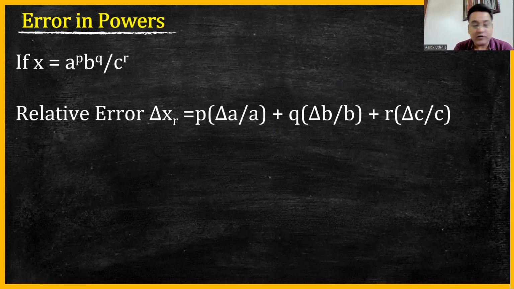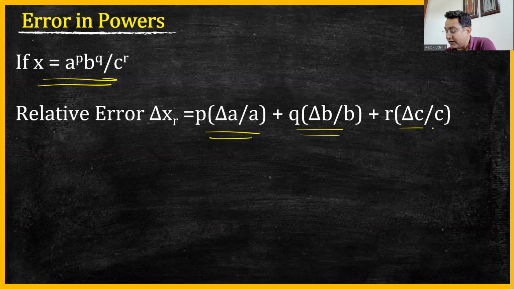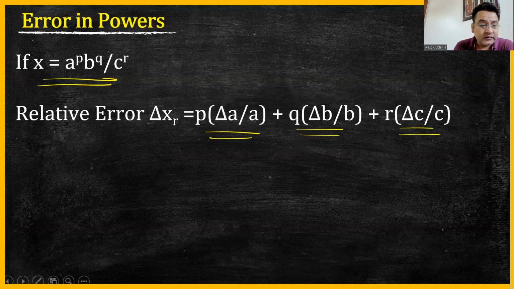In general, if you have powers, this is how the formula looks. If x is a power a raised to the power p, b raised to the power q, c raised to the power r, then the formula will look like this. To find out the percentage, you just multiply it by 100%. Everyone understands this? Yes, sir.